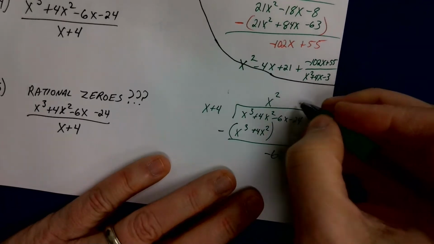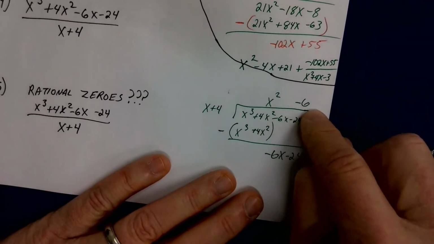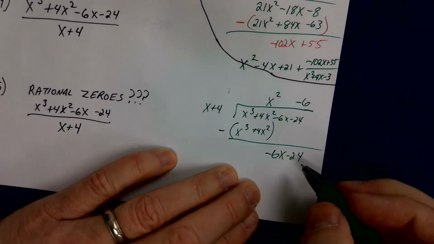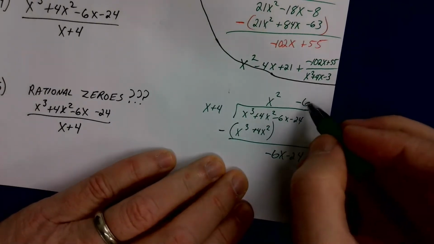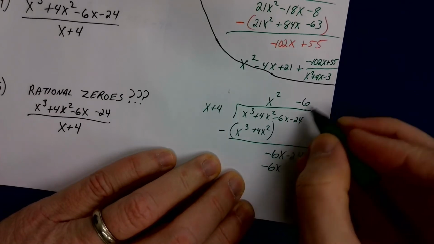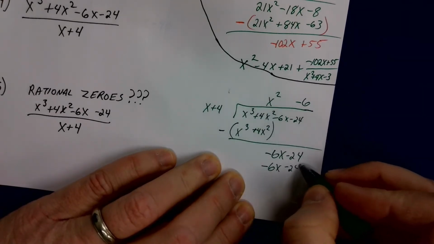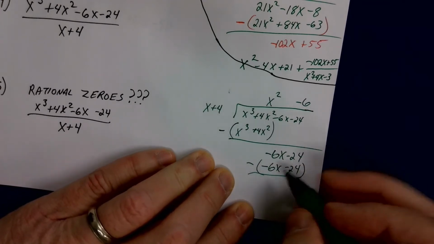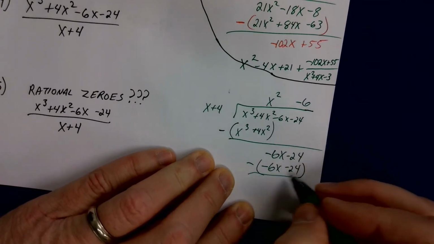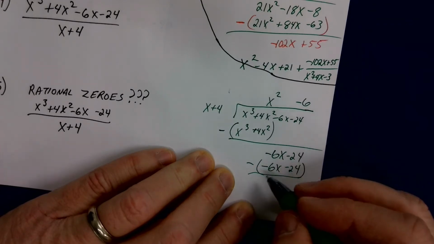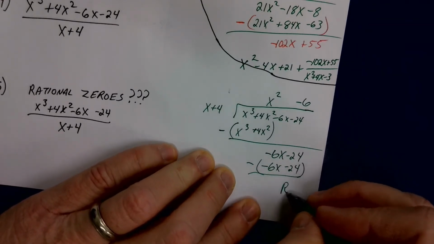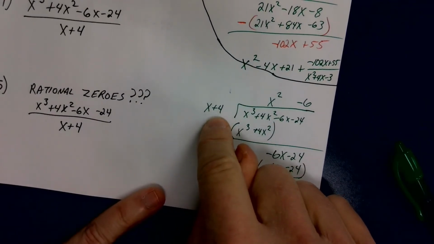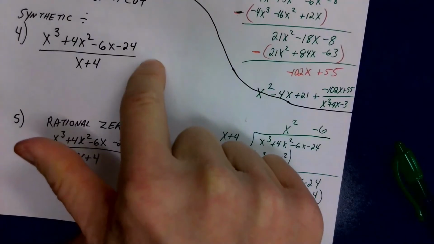It goes in negative 6 times. Now notice I have to put that all the way down here because that's a linear term. x squared minus 6. Good? So now negative 6 times x is negative 6x, and negative 6 times 4 is negative 24. And I subtract: negative 6x minus negative 6x is 0. Negative 24 minus a negative 24 becomes negative 24 plus 24, which is 0. Remainder of 0. Hence, x plus 4 is a factor of this polynomial.